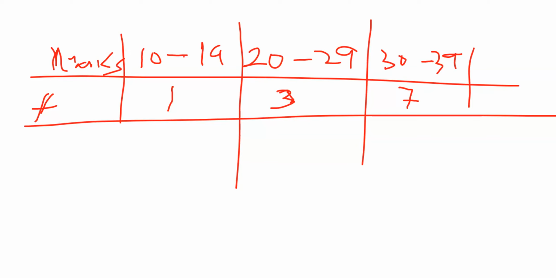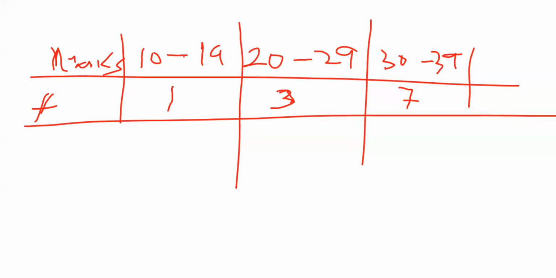The next group is 70 to 79. The frequency is 10. The next group, 80 to 89. The frequency is 5. The final group, 90 to 99. The frequency is 2.